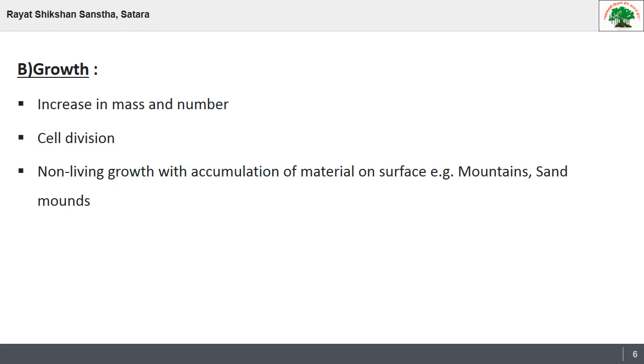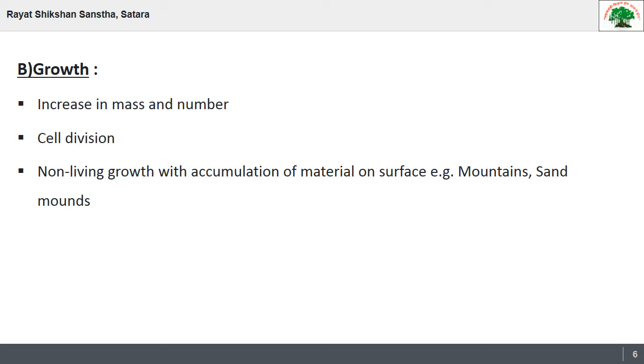But there is a point with non-living things. When we see sand mounds, these sand mounds become larger, then smaller, then smaller and larger. It means the size of these mounds changes. That is because of just accumulation of sand. That is not growth. So only living organisms show growth.